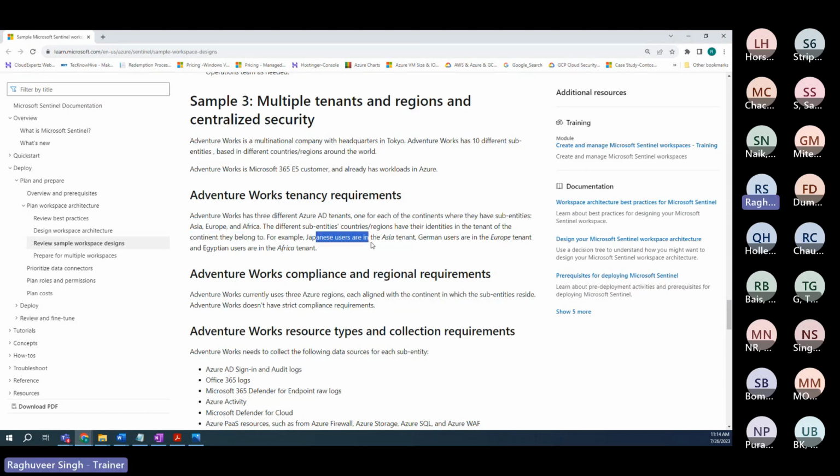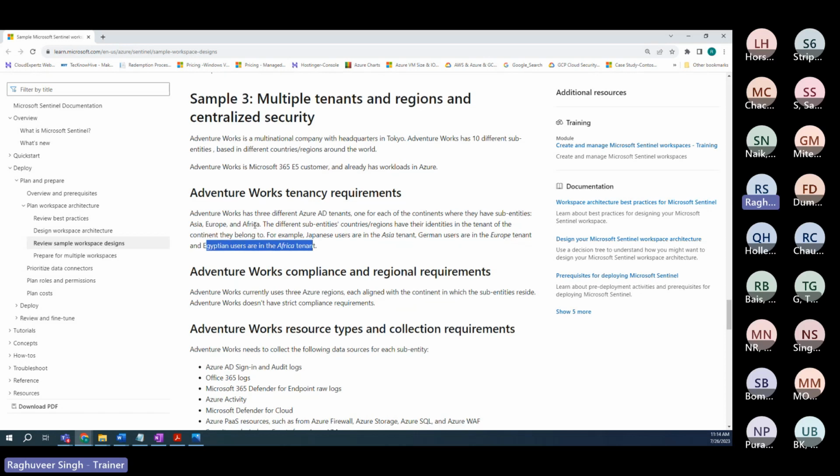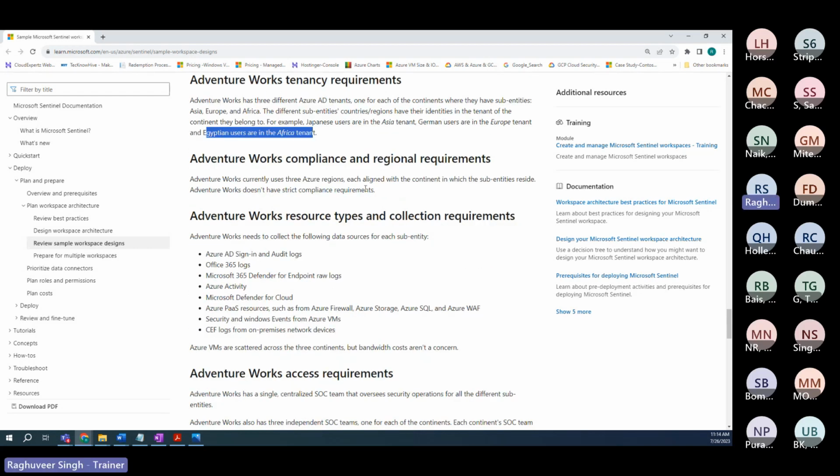For example, Japanese users are in Asia tenant, German users are in Europe tenant, and Egyptian users are in Africa tenant. So Asia, Europe, and Africa. Okay. Now their compliance requirements. Definitely, wherever Europe comes, understand that you need a separate workspace. So Europe is always out from the discussion.